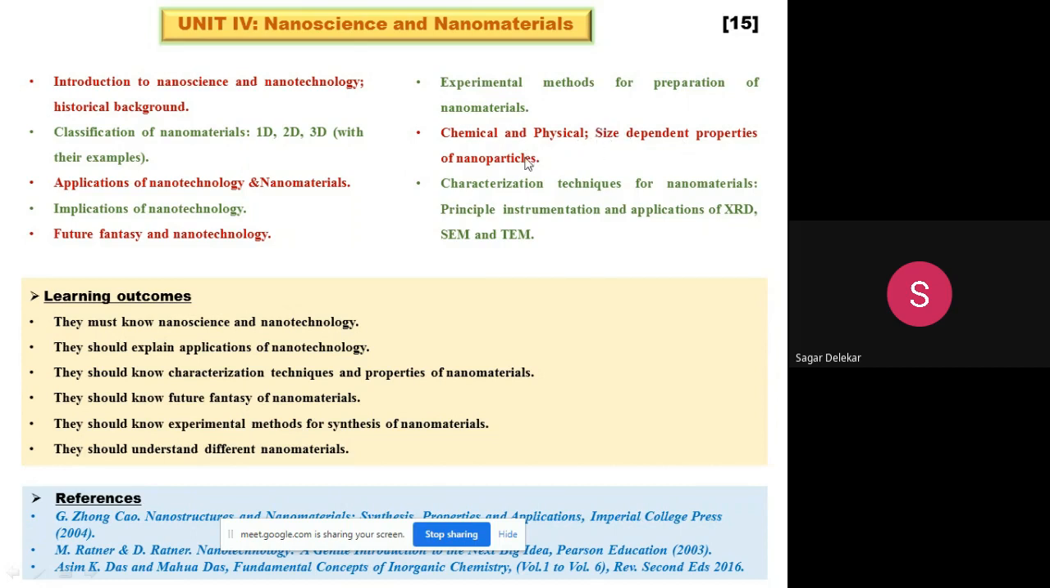Then the chemical and physical size-dependent properties. This is a very important one: size-dependent. So the only change is the size. If I take a silicon rod and put it in ball milling, if there is a micro rod, after ball milling I get micro particles black in color. But again, if I grind the same further, then in the end I get yellow in color.